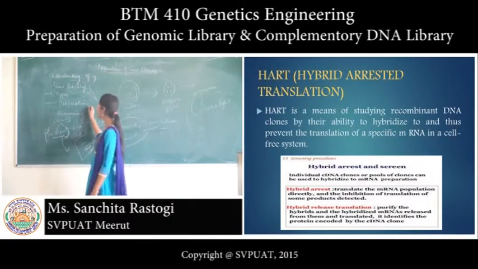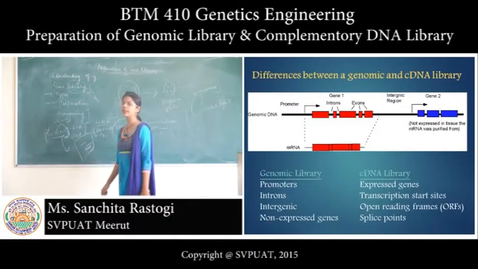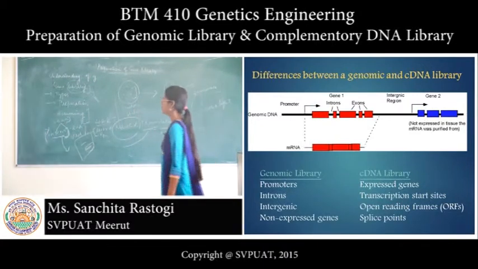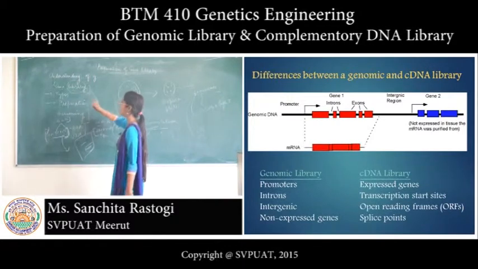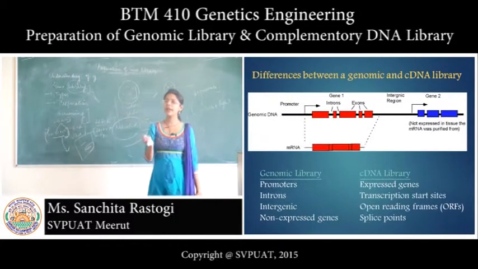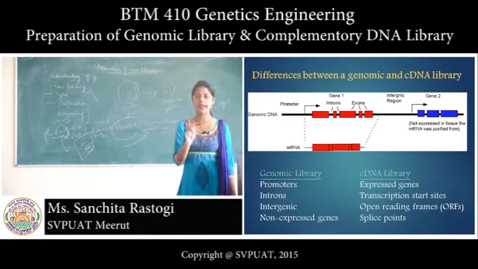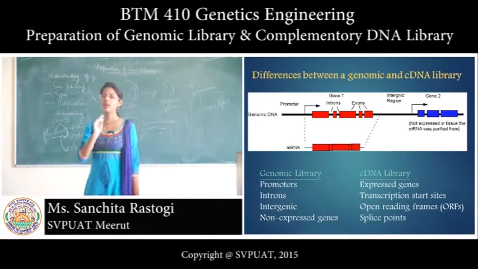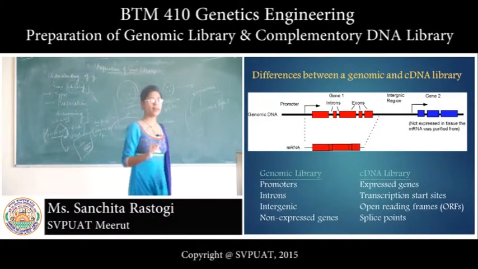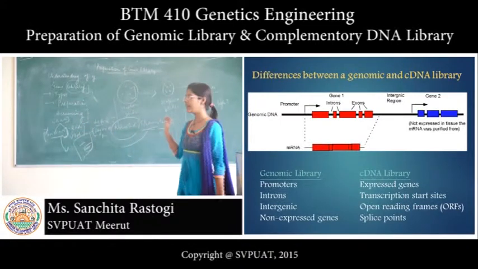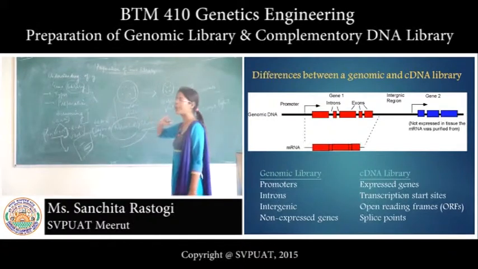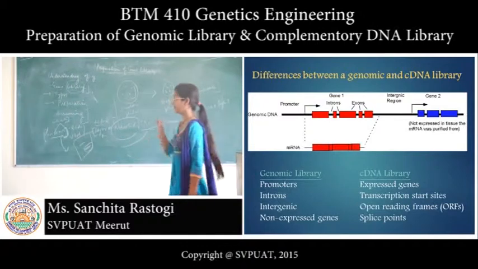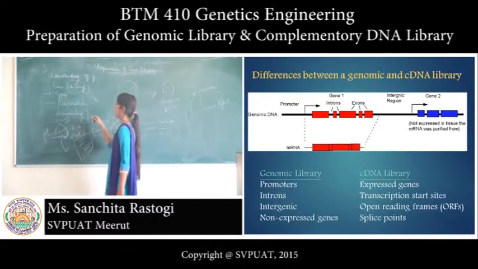Last but not the least, we will study the difference between the genomic library and the cDNA library. Since a genomic library is prepared from gDNA, it may consist of both introns and exons. Introns and exons are the non-coding and coding regions respectively of the DNA. But since cDNA is obtained from mRNA, we do not have any non-coding region in the cDNA. That's all.